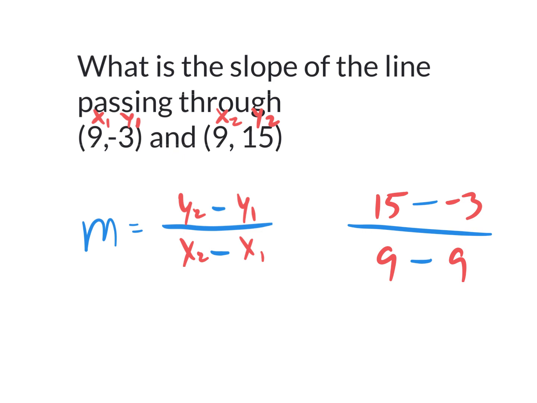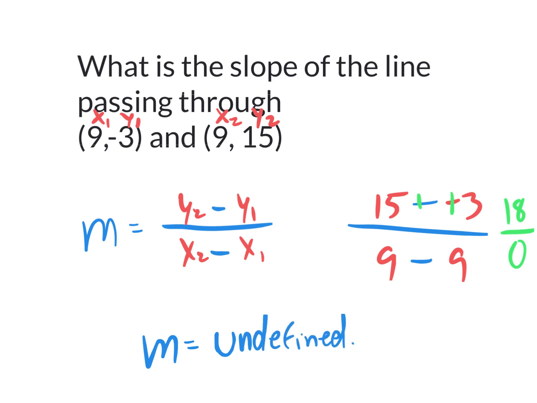So what happens here? 15 plus 3 is 18, over 9 take away 9, which is 0. When 0 is underneath, what is our slope? M equals 18 over 0. Undefined. When 0 is underneath, it's undefined. Now if 0 is on top, then the answer is 0. If I had 0 divided by 18, nothing divided by 18 is still nothing. 0 on top, the answer is 0. 0 underneath, the answer is undefined.